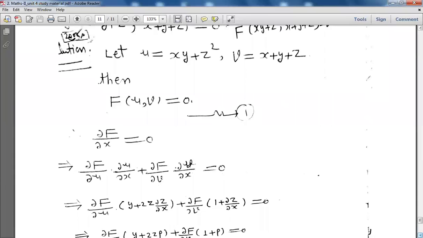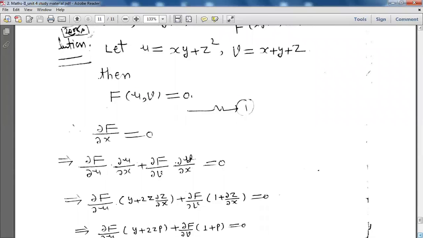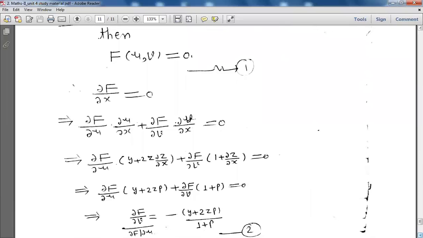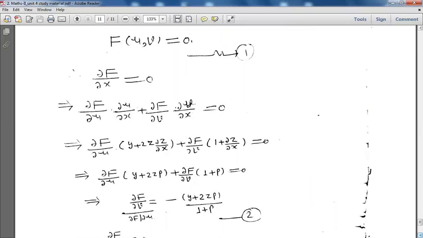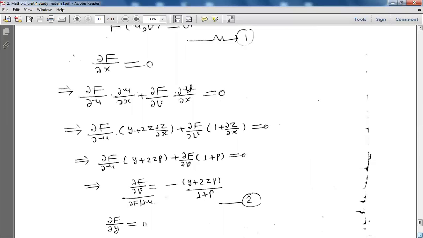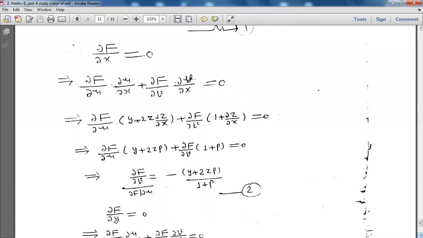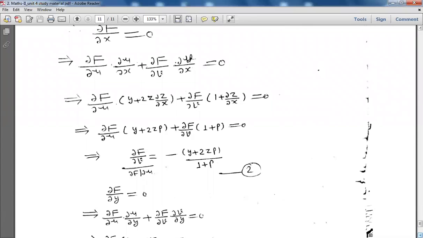So use ∂f/∂x. The x is the parameter, and ∂f/∂x represents the total differential coefficient. And use the concept of total differential coefficient. The result is ∂f/∂u · ∂u/∂x + ∂f/∂v · ∂v/∂x = 0, with partial differentiations of u and v respectively. Substitute the results. We get equation number 2.